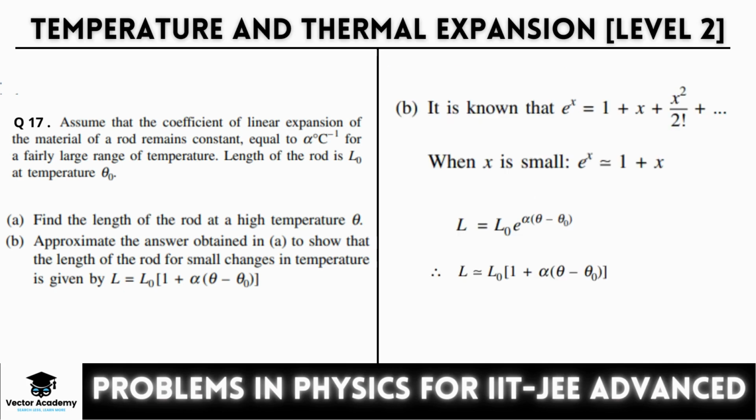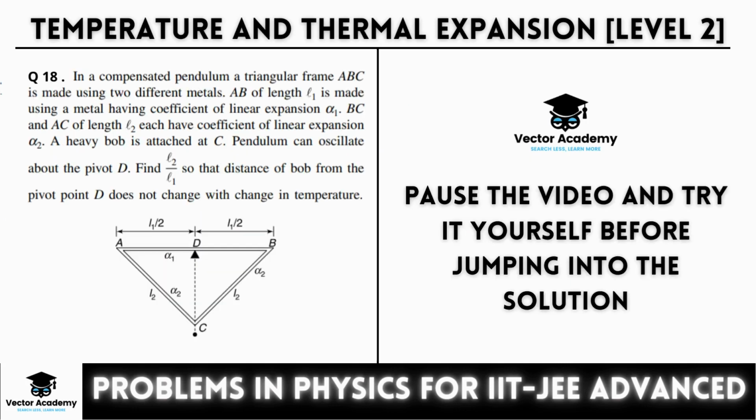It is known that e to the power of x equals 1 plus x plus x square by 2 factorial plus and so on. When x is small, e to the power of x is approximately equal to 1 plus x. Since L equals L0 multiplied by e to the power of alpha into theta minus theta 0, therefore L is approximately equal to L0 multiplied by 1 plus alpha into theta minus theta 0.